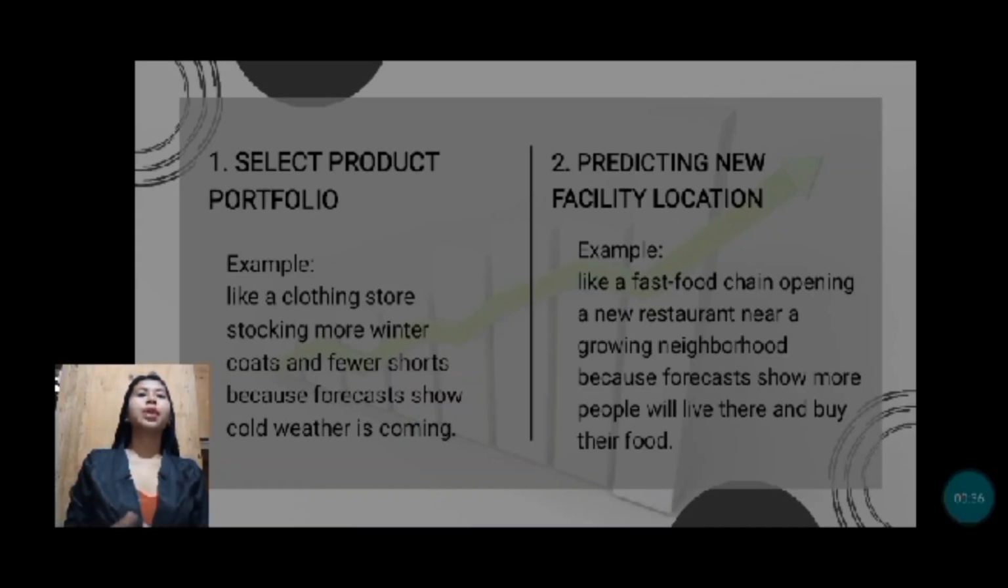The second one is predicting new facility location. Predicting a new facility location using demand forecasting means choosing where to build a new store, factory, or warehouse based on guesses about where customers will need products most. For example, a fast food chain opening a new restaurant near a growing neighborhood because forecasts show more people will live there and buy their food.